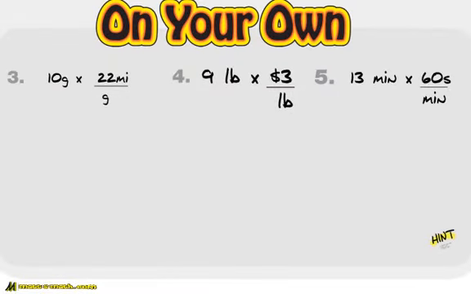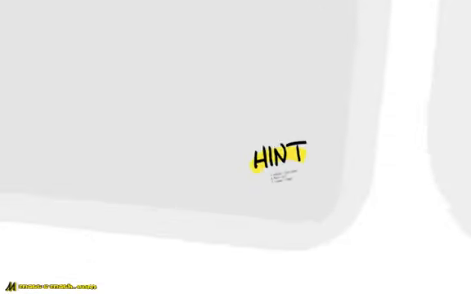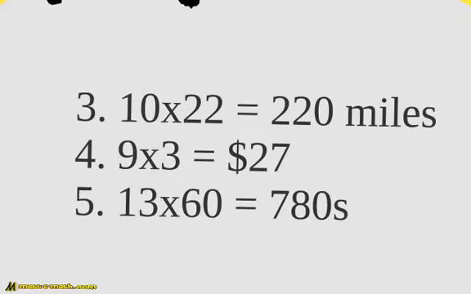All right. Why don't you work on these by yourself, on your own? 10 gallons at 22 miles per 1 gallon, 9 pounds at $3 per pound, and 13 minutes at 60 seconds per minute. All right, remember the gallons on top and the gallons on bottom cancel, so then it's just 10 times 22 miles. Pounds on top and pounds on bottom, 9 times $3, and same thing there. All right, and you get this. These are your answers. How you doing? You picking it up?